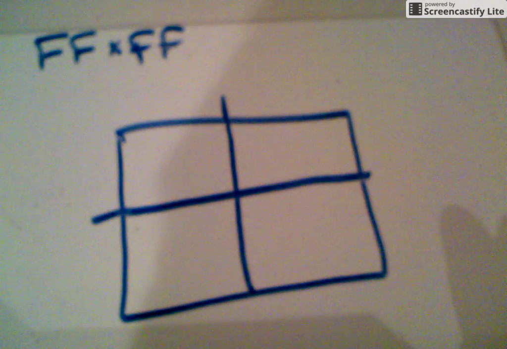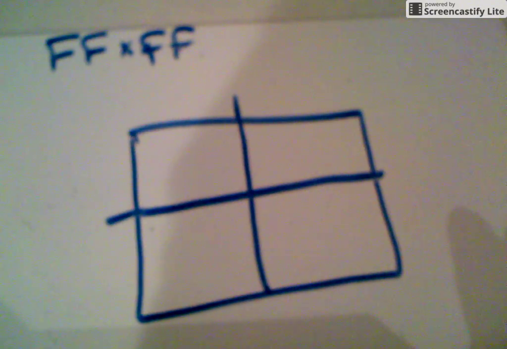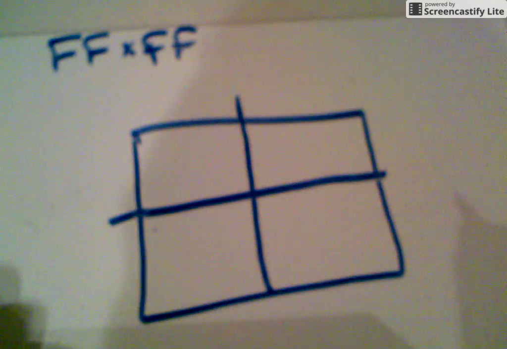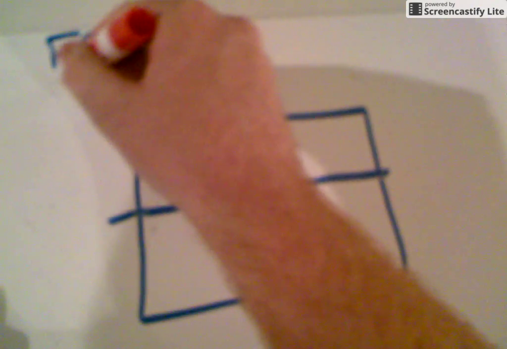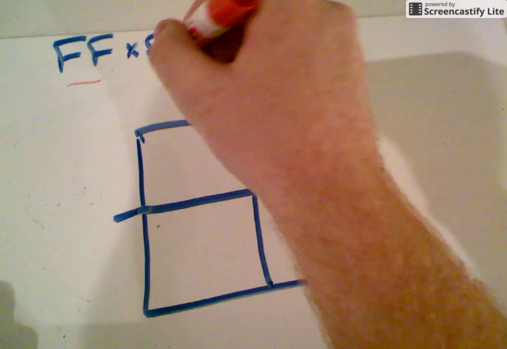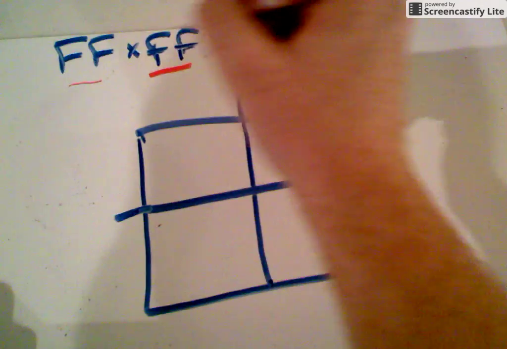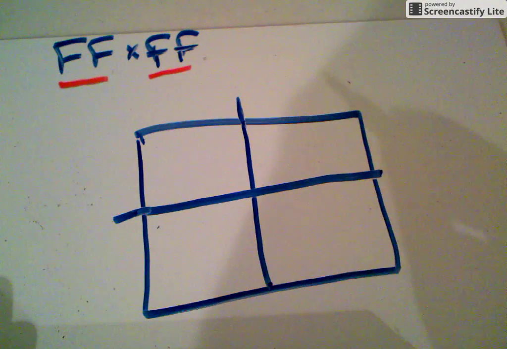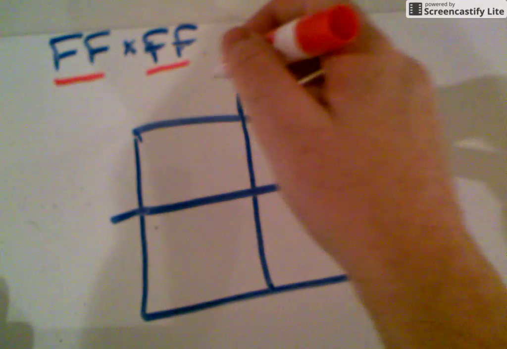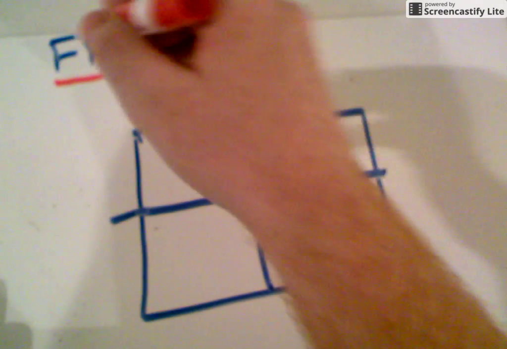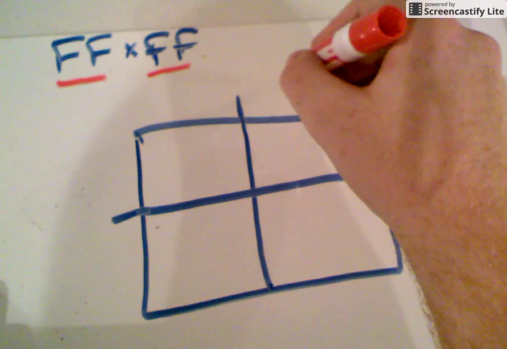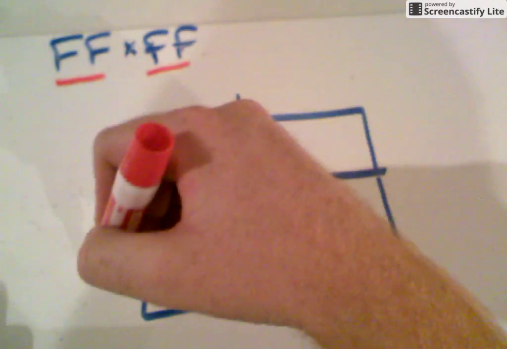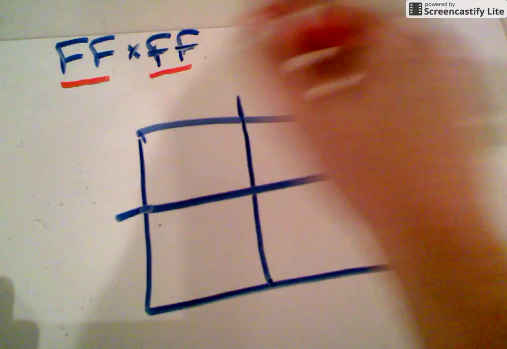All right, let's do a couple more examples here for these Punnett squares. For this one, we're going to cross a homozygous dominant individual with a homozygous recessive individual. So we're going to do this exactly like we did the last one. You'll list the genotypes across the top and across the side of each of the parents.